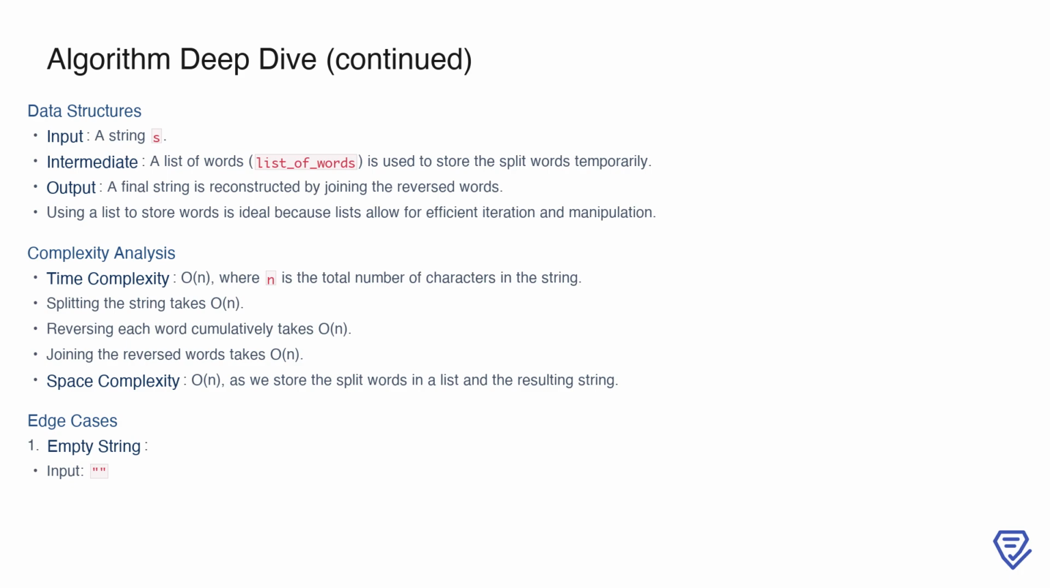in the input string. Splitting the string into words takes O(n), reversing each word cumulatively also takes O(n), and joining the reversed words back into a single string is another O(n) operation. For space complexity, the algorithm uses O(n) space to store the list of split words and the reconstructed string. These efficient operations ensure the algorithm handles even large strings effectively.